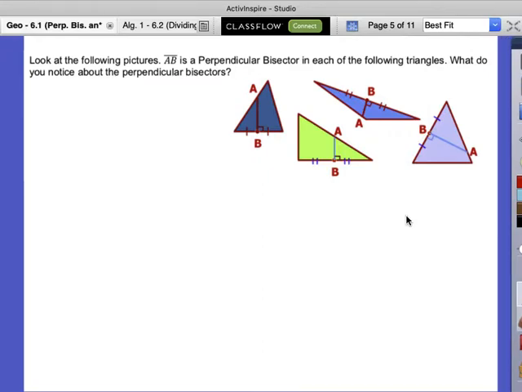Okay, and look at these following pictures. In each of these, segment AB is a perpendicular bisector to each of these triangles. What do we notice about these perpendicular bisectors? They don't all make triangles. They're not all in the center. They don't all go through the center.